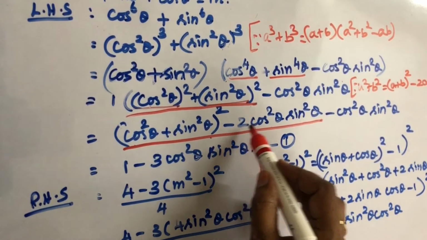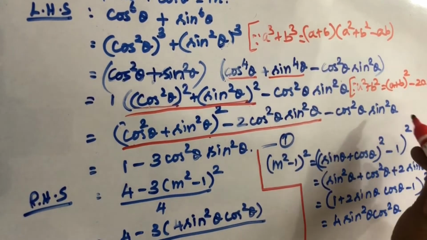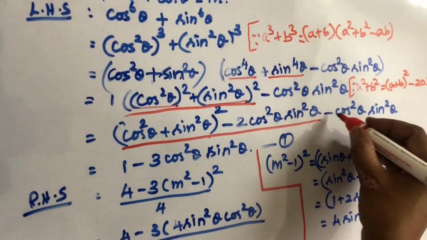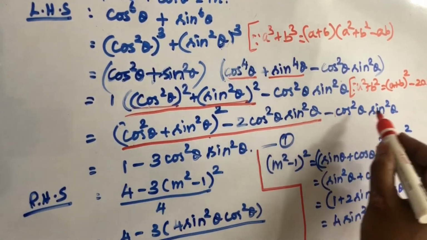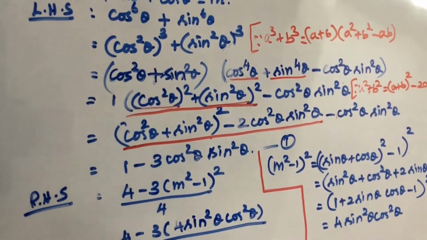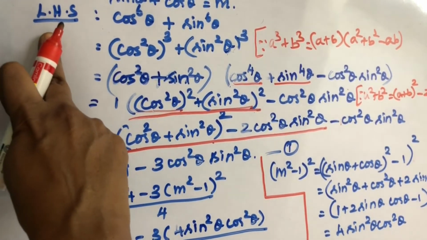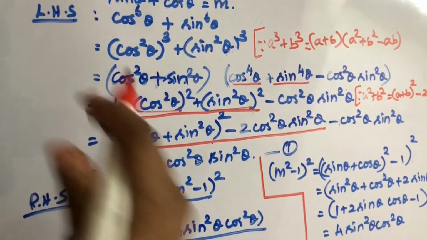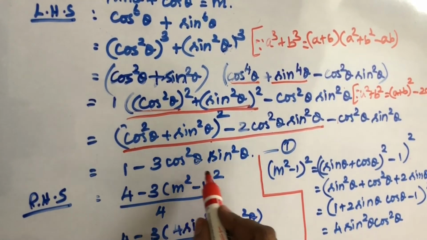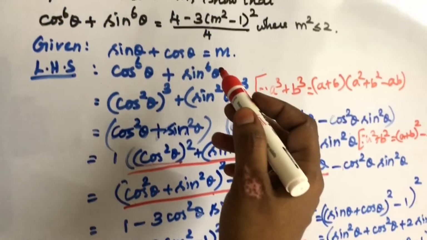இங்க minus 2 cos square theta sin square theta, minus cos square theta sin square theta இருக்குது. So இது 2 times, இது 1 time இல்லையா? So ரெண்டு add பண்ணும்போது it is minus 3 cos square theta sin square theta. So while deriving the left hand side expression we get 1 minus 3 cos square theta sin square theta. Mark it as 1. Now take our RHS.